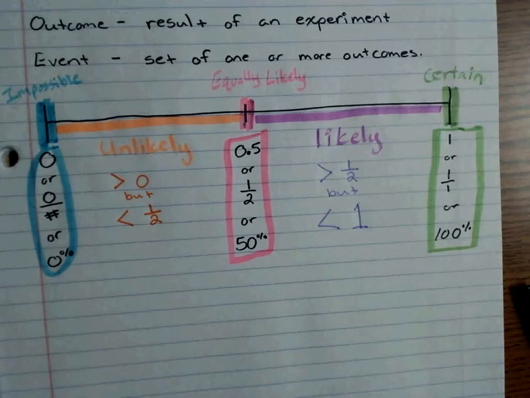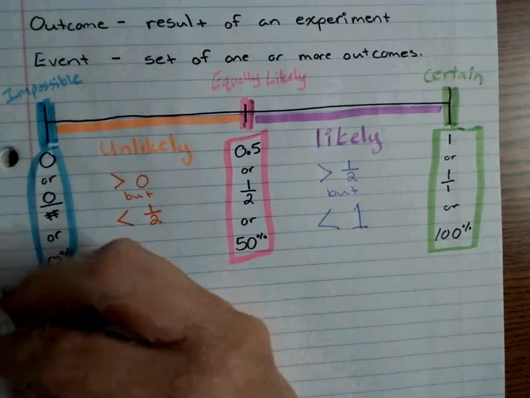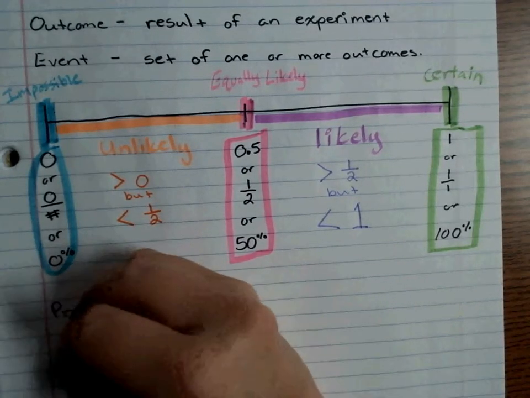That's your probability line. And again, there's no such thing as probability being greater than 1. So you've got to keep that in mind. There's no such thing as a negative probability either. All right. Probability itself.